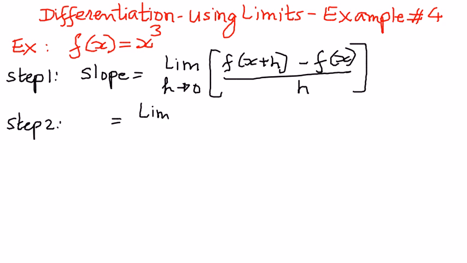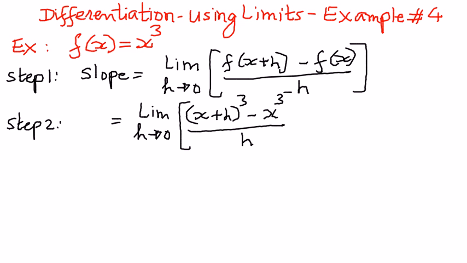The limit as h approaches 0, the given function is x to the power of 3. So (x plus h), the whole thing raised to the power of 3, minus the given function, f of x, which is x to the power of 3, the whole thing divided by h.